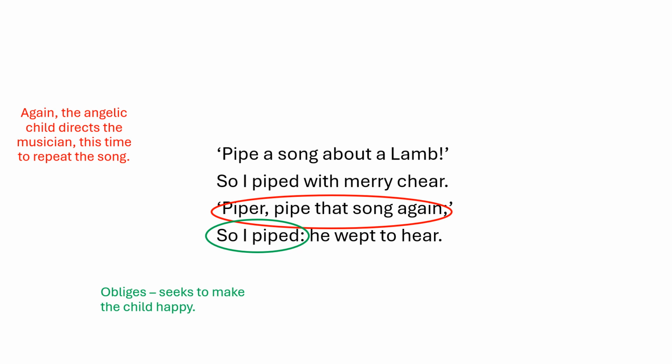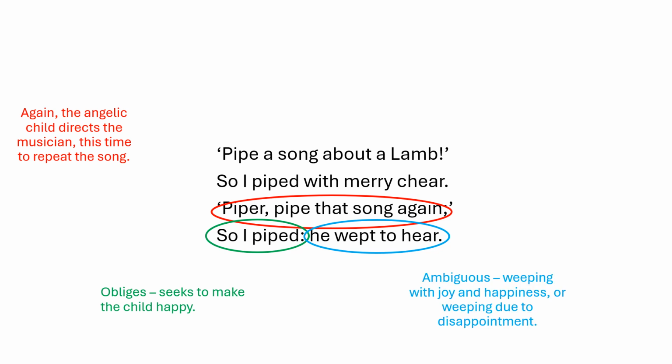Now after this there is a slight change in tone, because for the first time we get something that could be considered negative. He says, "he wept to hear." And there is an ambiguity about the word wept, because on the one hand, weeping can be for joy and happiness, but you can weep also due to disappointment. So this is where we can ask the question: does he weep because he's so happy about the music that he's been able to hear time and time again? Or does the child begin to weep because hearing the music for the second time perhaps is not quite as interesting or not quite as novel as the first time he heard it?